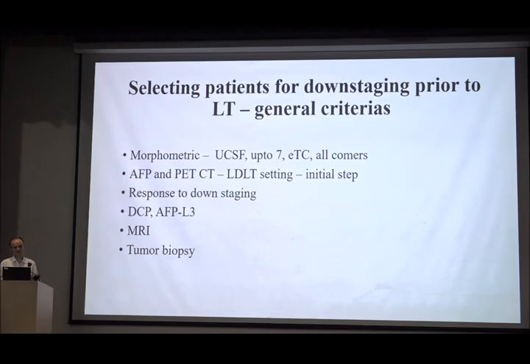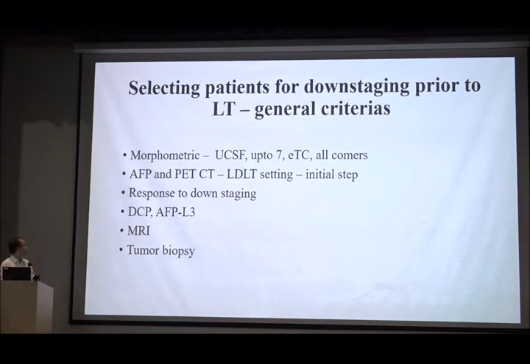Now, selecting the patient for downstaging prior to liver transplantation. These are the general criteria. They can be morphometric criteria, that is the UCSF up to 7, the extended Toronto criteria, the all-comers criteria. But these are morphometric criteria. They do not take into account the biology of the tumor, except the ETC, that is the Toronto criteria, which requires a biopsy of the tumor, and if there is a G3 tumor, then it is excluded.